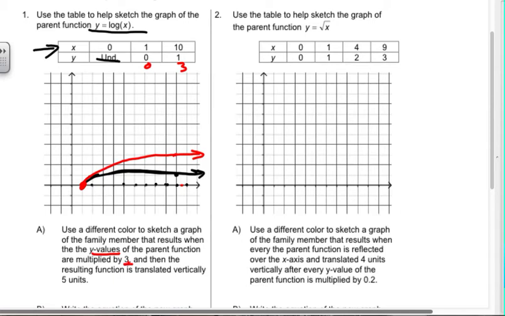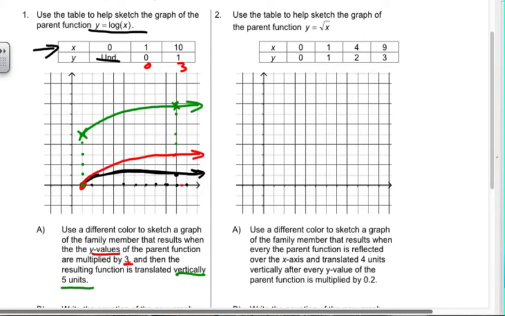The last thing it says is we're going to translate it vertically 5 units, which means I'm going to take my red function and move everything up 5 units. So I'm going to take this point, it will go 1, 2, 3, 4. That point will go there. This one will come up 1, 2, 3, 4, 5. Here are my 2 points. And there is my translated function.